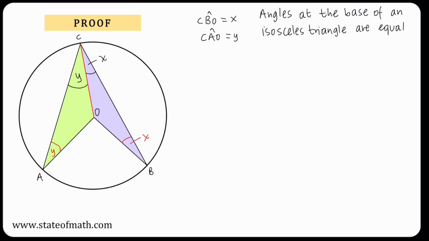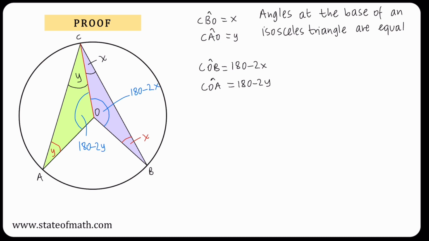And then we can easily proceed into saying that angle COB over here is 180 minus 2x, because we know that angles in a triangle add up to 180 degrees. And similarly, angle COA should be 180 minus 2y. So let's write this down. COB is 180 minus 2x, and COA is 180 minus 2y. Let's write the reason, the fact that angles in a triangle add up to 180 degrees.